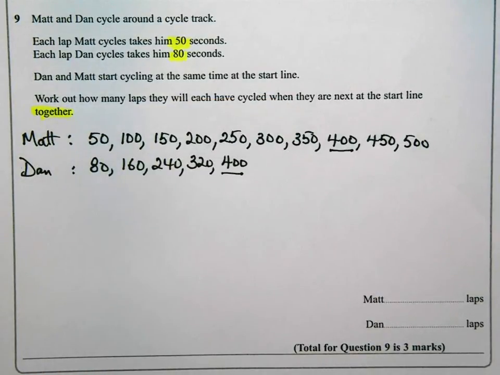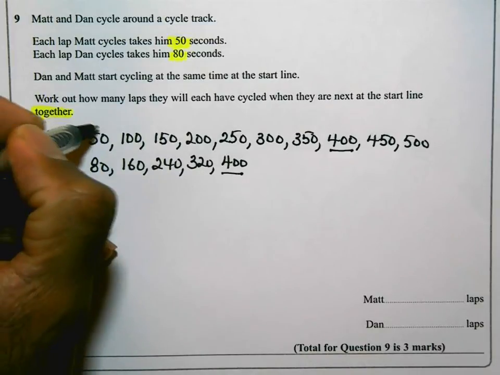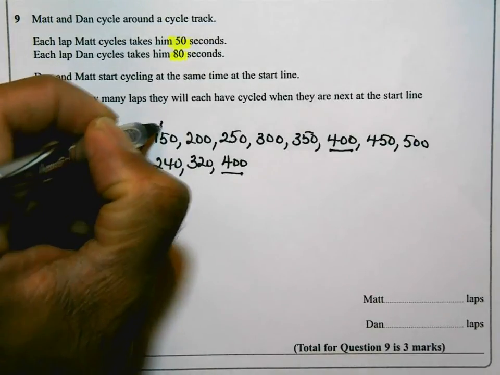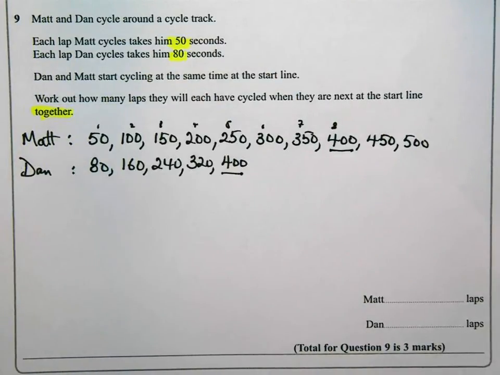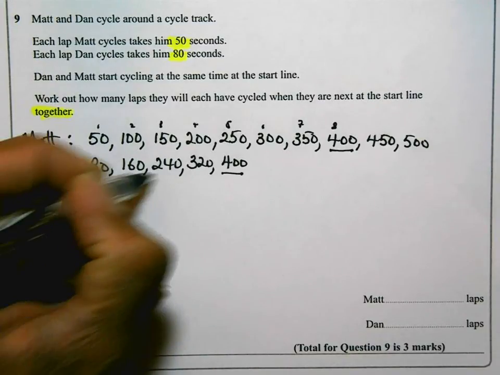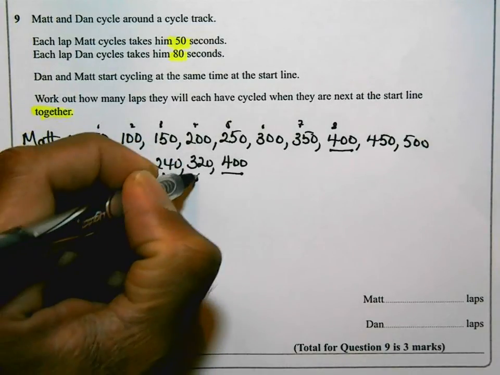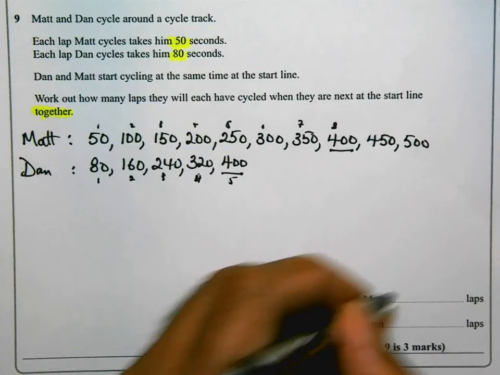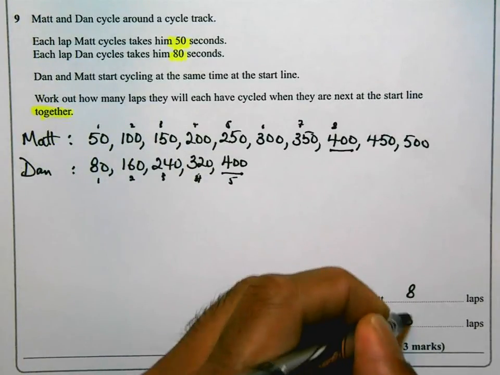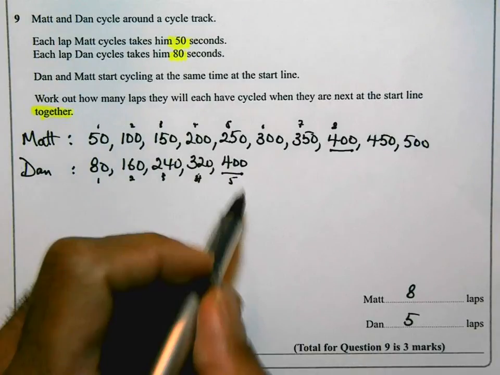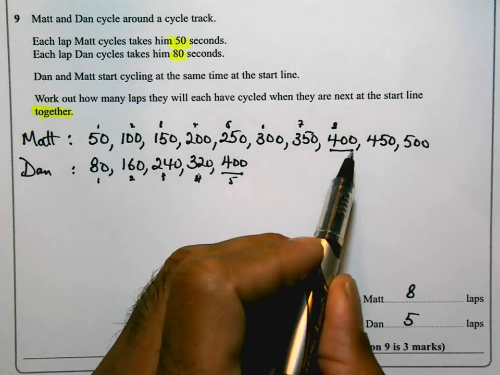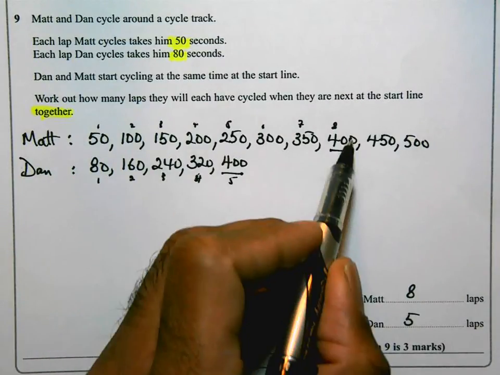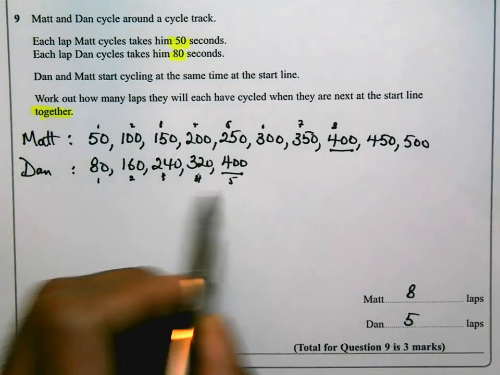So what that means is, for Matt, 1, 2, 3, 4, 5, 6, 7, 8. Matt is going to travel 8 laps, right? While Dan is going to do 1, 2, 3, 4, 5 laps. So Matt 8, Dan 5, when they get back together again, because then the timings are exactly the same. After 400 seconds, Matt would have completed 8 laps and be back at the start line. Dan would have completed 5 laps and would be back at the start line.